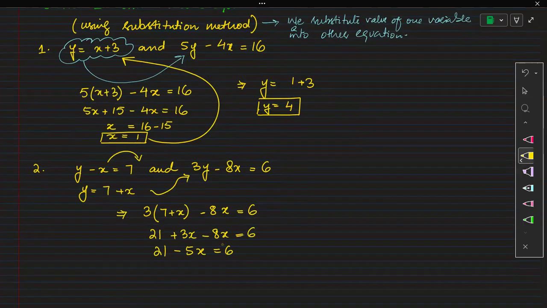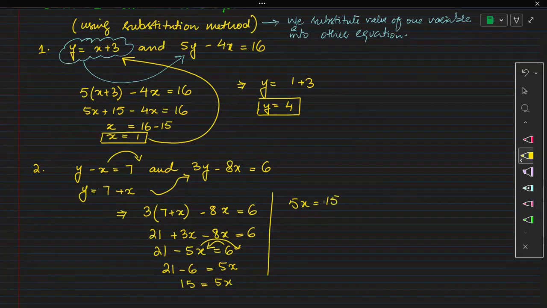Now we can move 6 to the left hand side and move this 5x to the right hand side. So 21 minus 6 equals positive 5x. And 21 minus 6 is 15, equals 5x. Therefore, 5x equals 15. We can write it this way as well. So 15 by 5 will give 3.